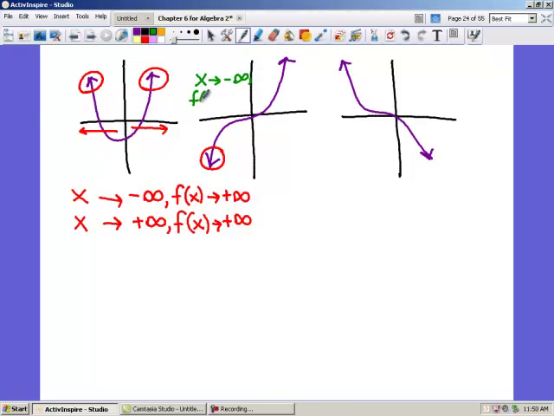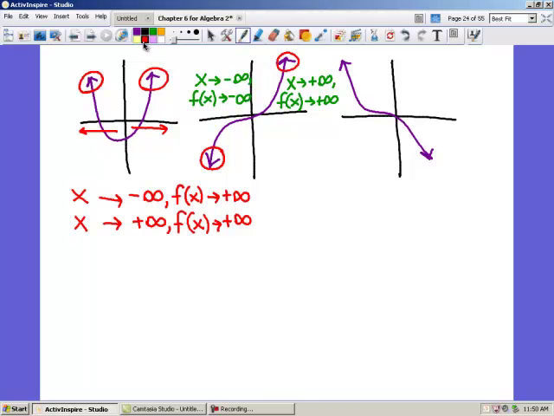Our function, this time it goes down. So that goes to negative infinity. And now the other side over here, there's two ends to the graph. As the x values go to positive infinity, the function goes to positive infinity. So this is end behavior.